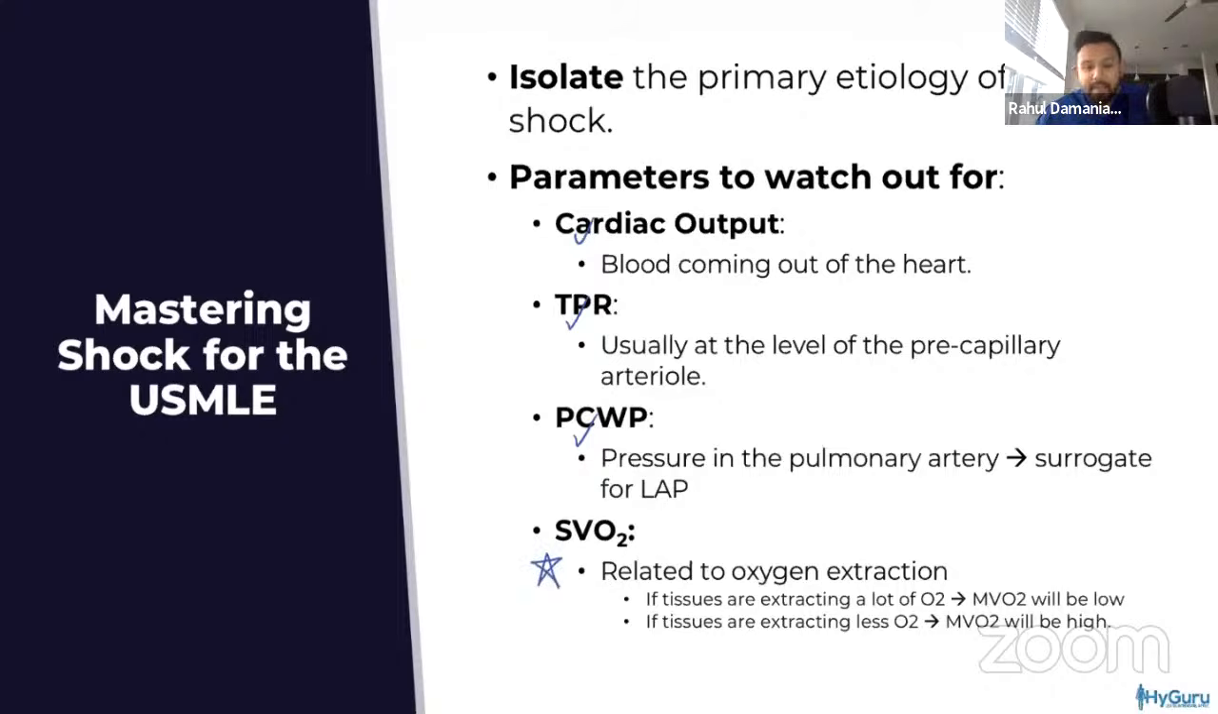And I want you to put a star here because SvO2 represents mixed venous oxygen saturation. And this is actually related to oxygen extraction. Remember that in times of shock, what happens is that you are going to have an increased metabolic demand. That increased metabolic demand is going to trigger your tissues to do what, guys? It is going to trigger your tissues to extract more oxygen. So if it extracts more oxygen, what comes back to your heart is low mixed venous oxygen saturation. So the take-home point for your USMLE is that if you have a low mixed venous oxygen saturation, think about your oxygen extraction being high. They are inverse to each other.